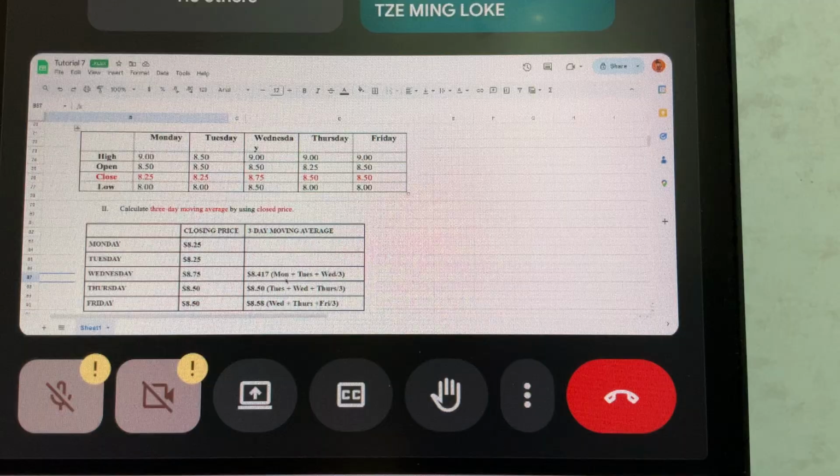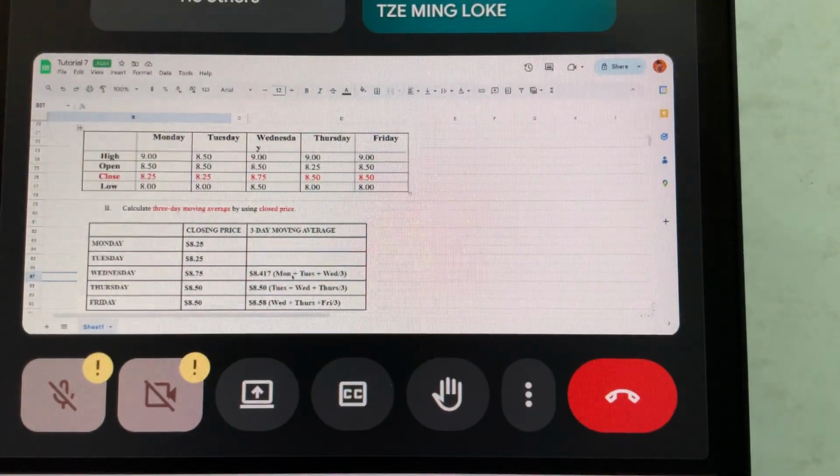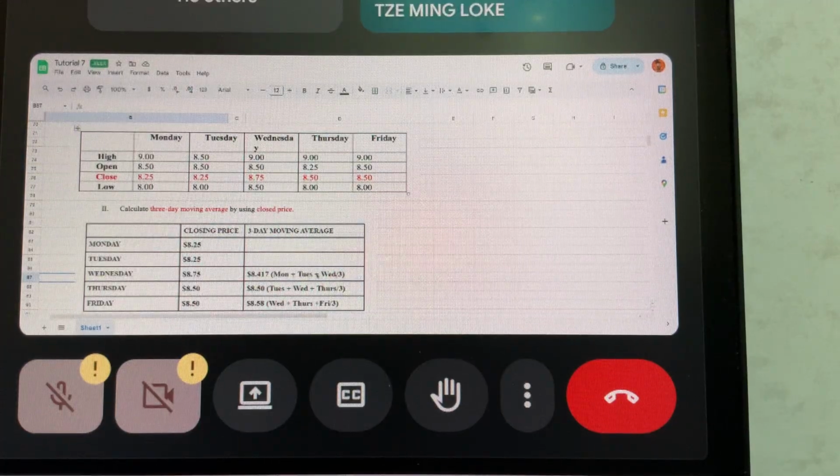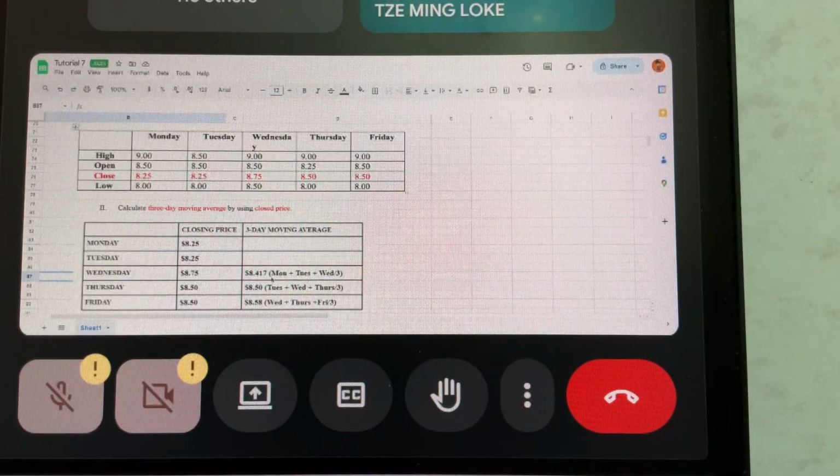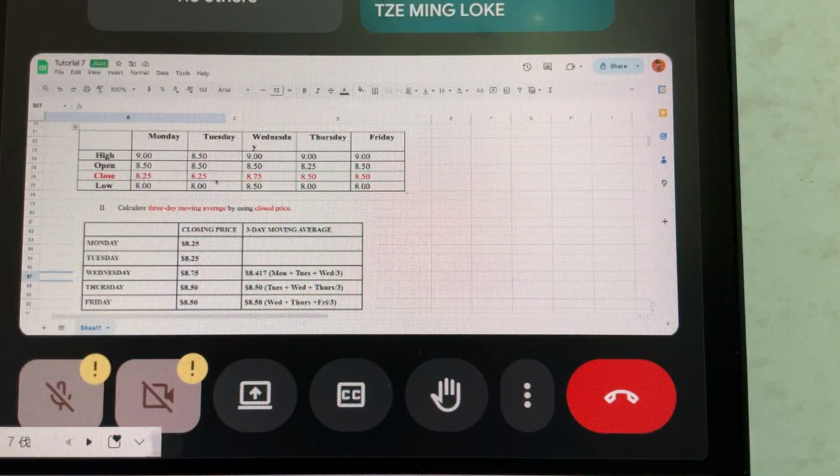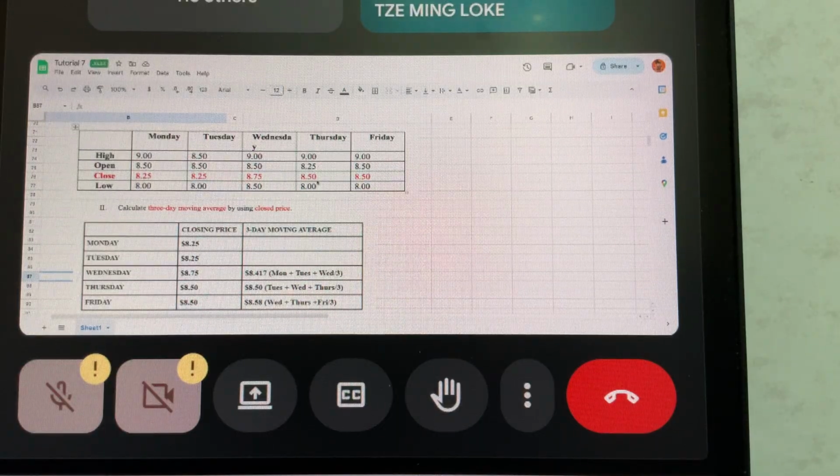Starting from Wednesday, the closing prices will be Monday, Tuesday, Wednesday. That's 3 added together: 825, 825, 875, divided by 3. So you will get 841.7. Thursday, because you only need a 3-day average, so Thursday, Wednesday, and Tuesday. So ignore the Monday. So 825 plus 875 plus 850 divided by 3. So you get 850.